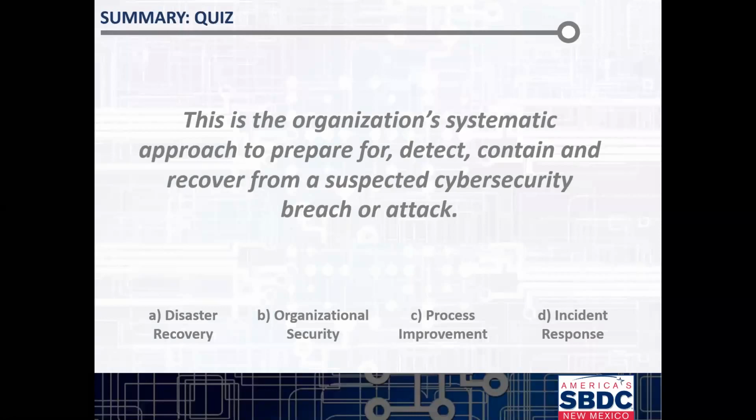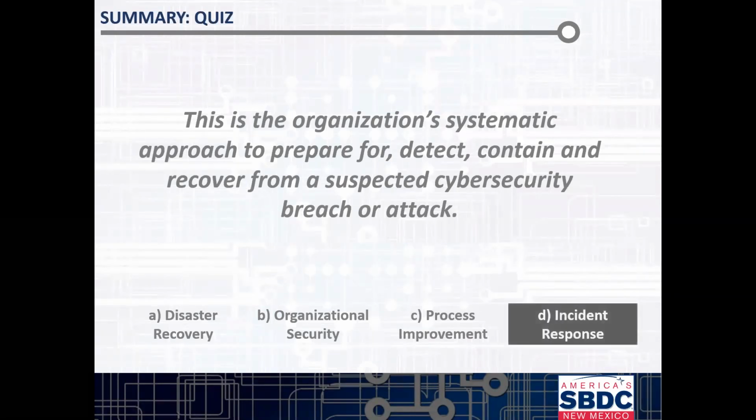And our last question for today, let me go ahead and pull that one up. This is the organization's systematic approach to prepare for, detect, contain, and recover from a suspected cybersecurity breach or attack. Is that a disaster recovery, organizational security, process improvement, incident response? And that is our incident response.